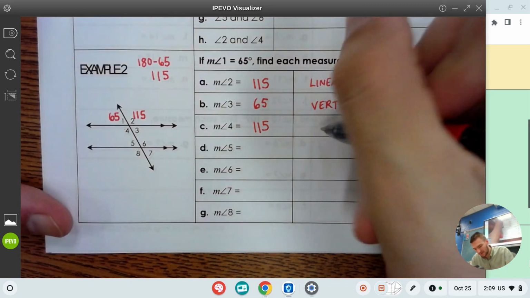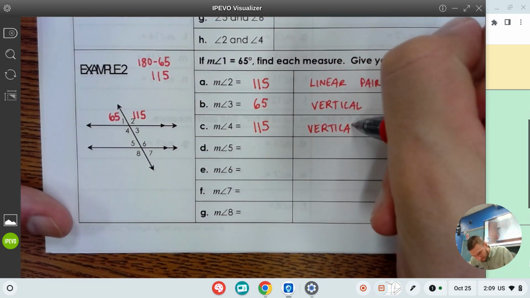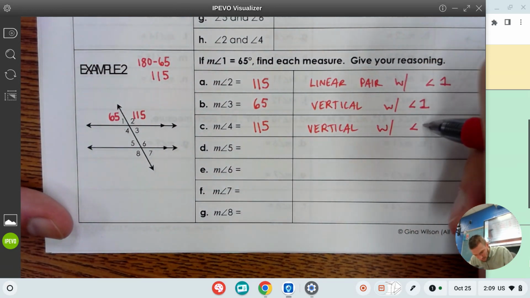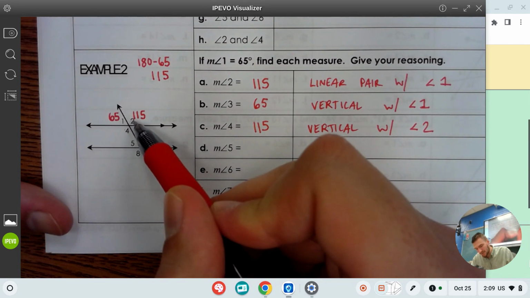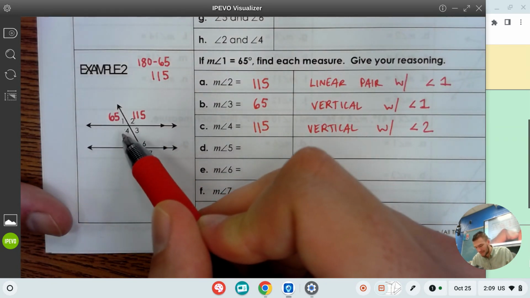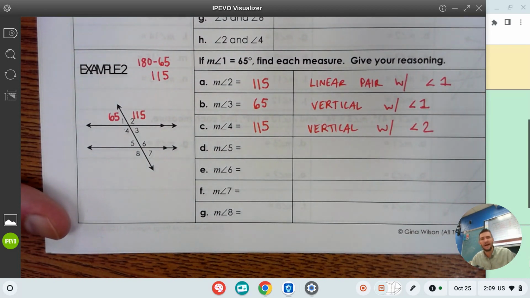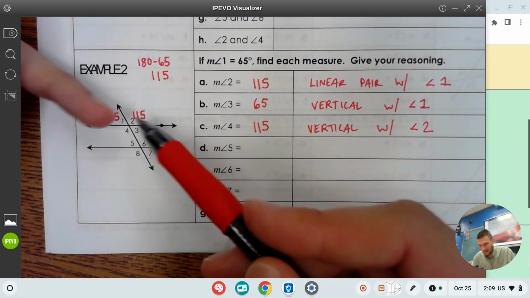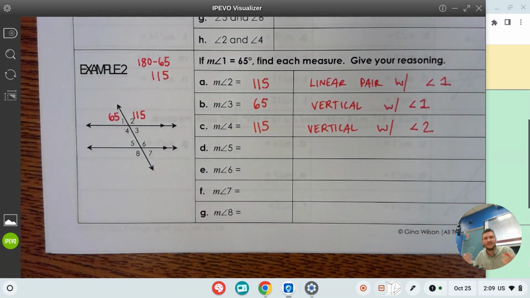The first one I heard was vertical with angle 2. And I agree with that 100%. Here's angle 2. Here's angle 4. And we know that vertical angles are congruent. Angle 2 is 115. Angle 4 is 115. They're the same thing. We learned that months ago.